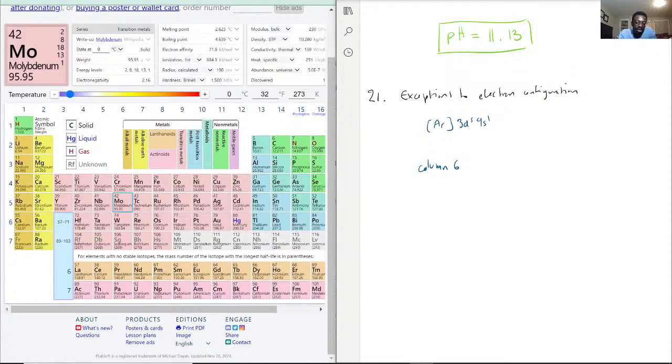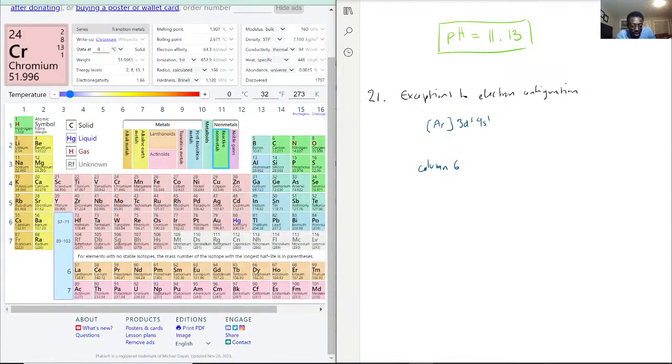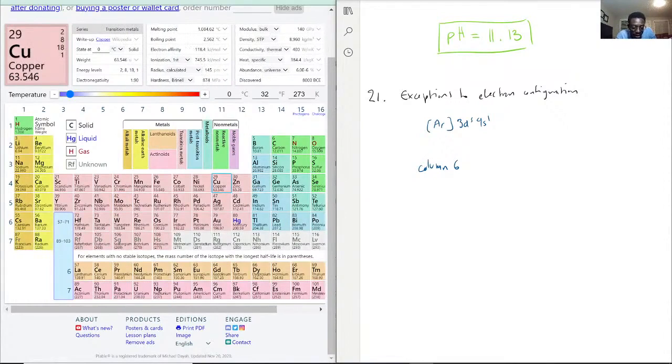And now same thing, you go over to column 11, right? And remember, copper was Ar 3D10 4S1 because of just one change, just to be able to get that shell full. So elements from column 11 as well would be exceptions to electron configuration. Those are the only two that I'm familiar with.